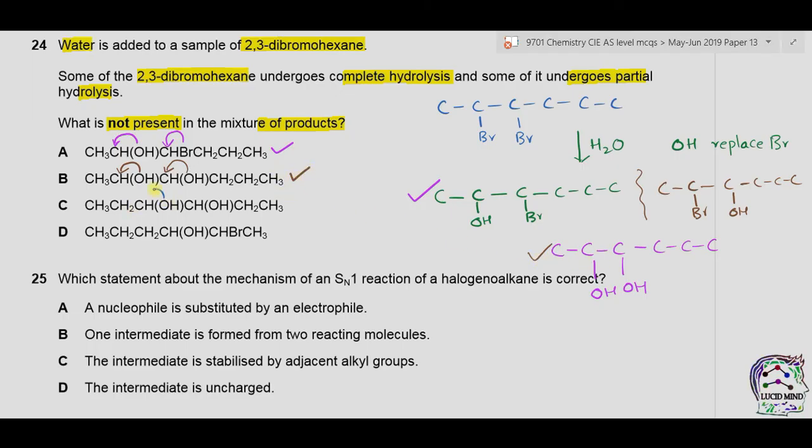In C we can see that OH is present with third carbon atom and OH is present with fourth carbon atom, which is not possible because bromine is attached to second and third carbon. So C is not present.